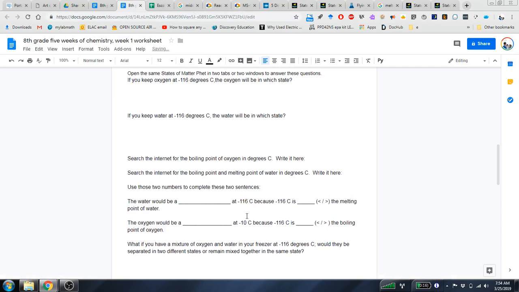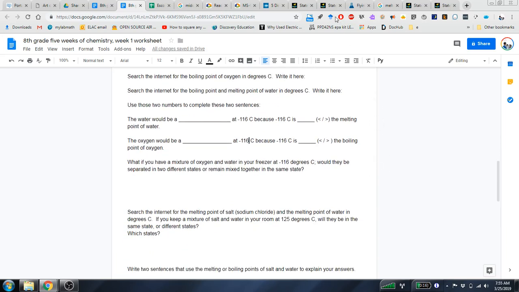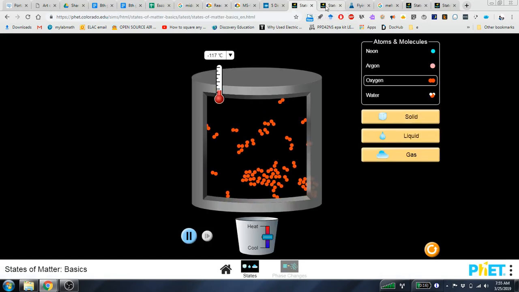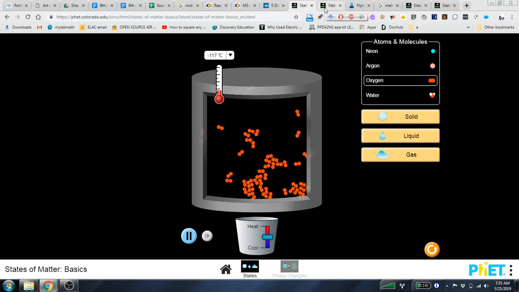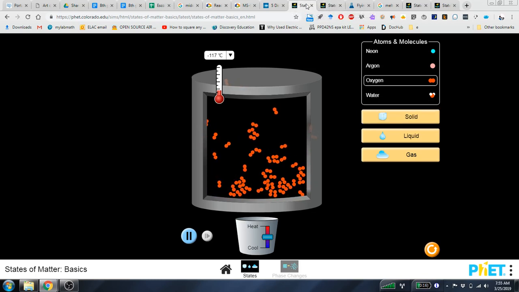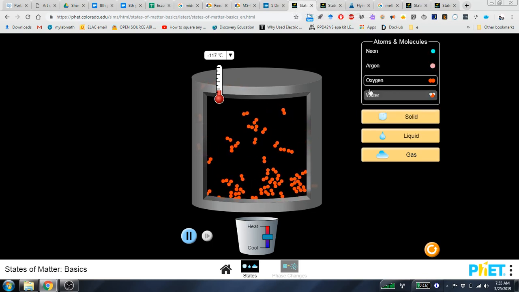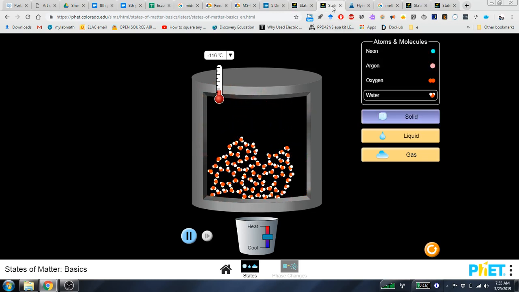So this second page is going to require the students to look up some melting points and some freezing points of water and oxygen and of salt. Because at the end here, I asked them to do the same thinking behind this observation, but to do it with salt and water and not oxygen and water. So salt is not available here. So this is going to require some imagination on the part of the kids. What would happen if I mix salt and water?